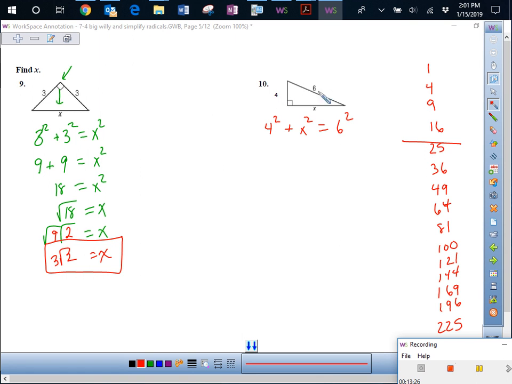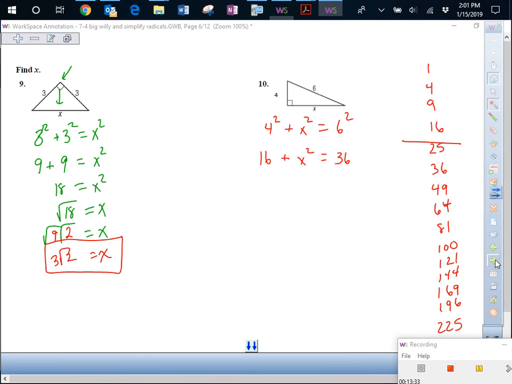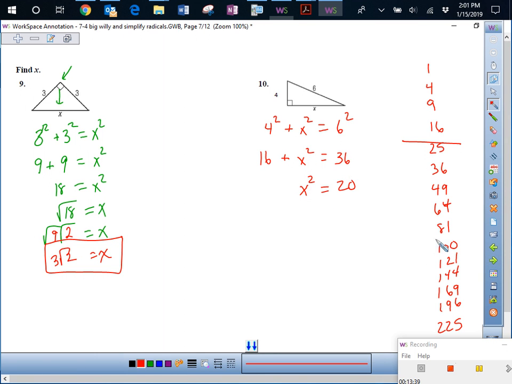So the hypotenuse goes by himself all the time, all by himself. So 4 squared plus x squared should equal 6 squared. And then we'll square everything and get 16 plus x squared equals 36. Let's get x squared all by himself by subtracting, so x squared equals 20.